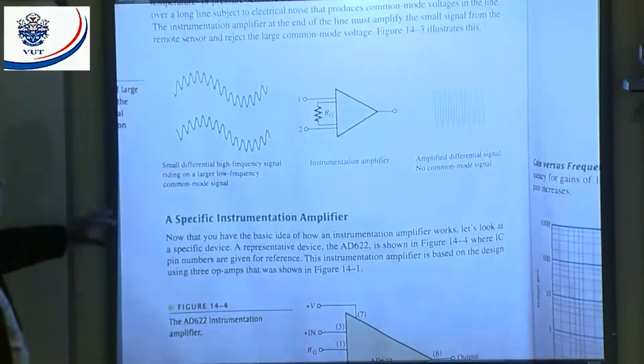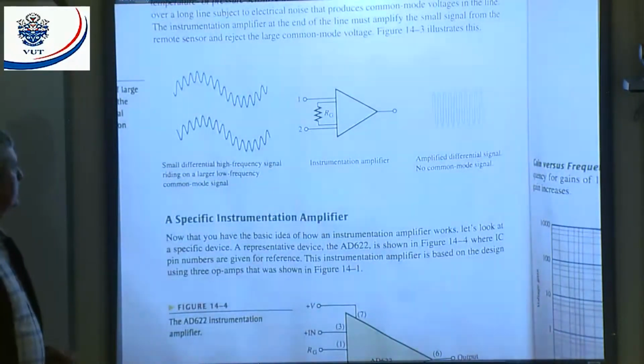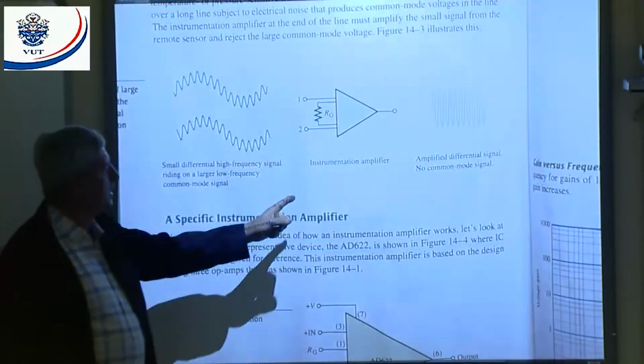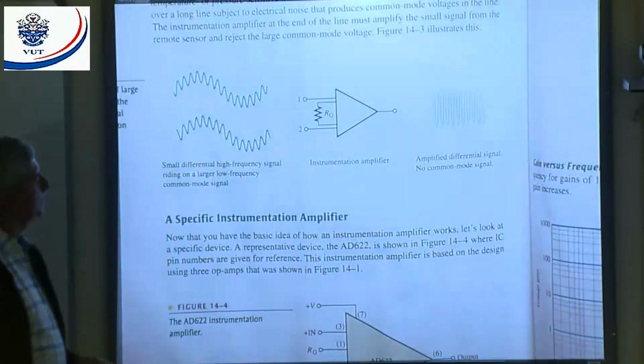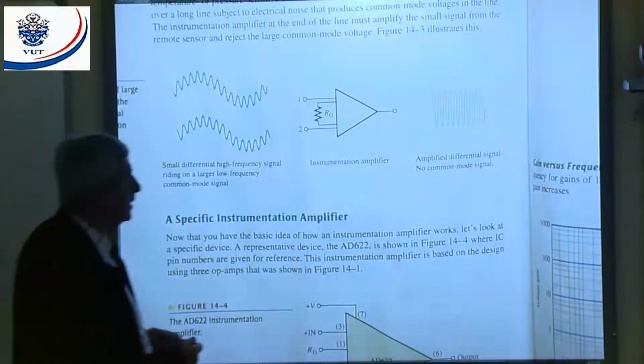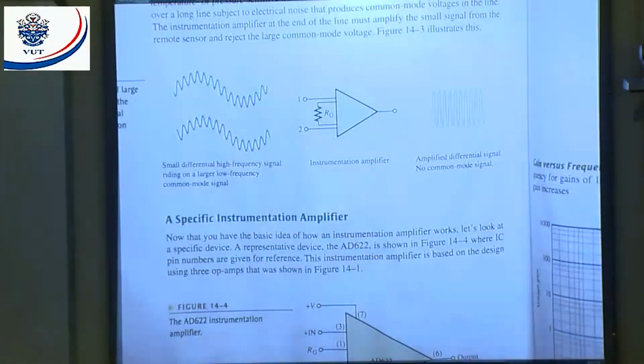You see here, they tell us, a small difference in high frequency signal riding on a large low frequency common mode signal, instrumentation amplifier, and amplify the differential signal, no common mode signal, all right? That's basically, we want to get rid of the common mode signal. And the common mode signal will normally be, in our case, around a 50 hertz signal. It's going to be quite a low frequency, while my signal I want to amplify is going to be a much higher frequency. Now we're going to look at specific instrumentation amplifiers.